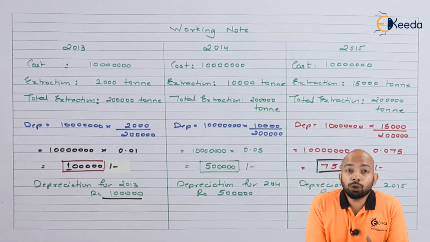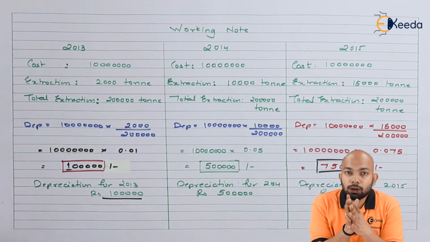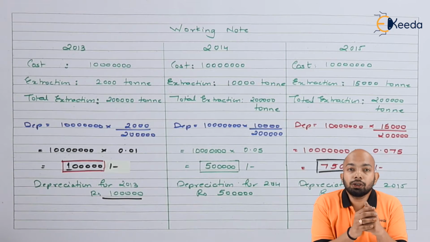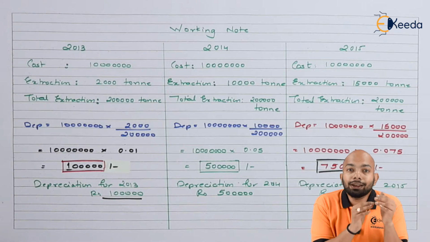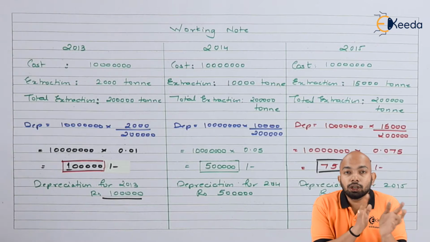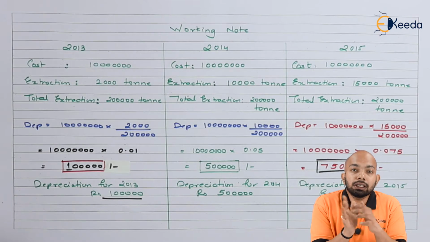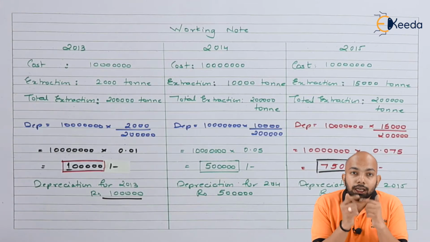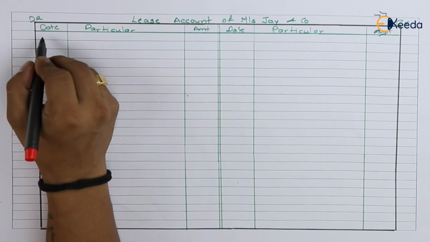So if you can figure out, we have also done the depreciation calculation for the third year as well, that means year 2015. Here what we have understood is that the similar formula is supposed to be used, and the depreciation that we have calculated for this specific year is 7,50,000. So this is how you calculate the depreciation of these specific years using this specific method. Now the second category of the question is related to preparation of lease account. So let's go ahead and prepare the lease account, and we'll mark the closure of this sum.